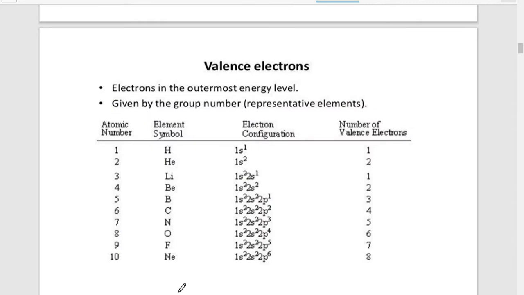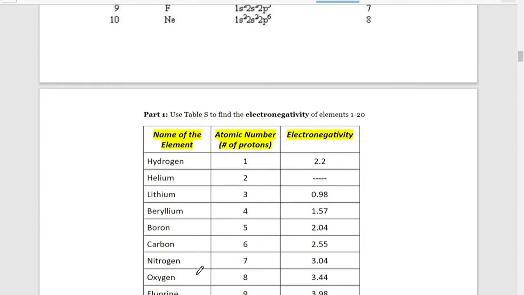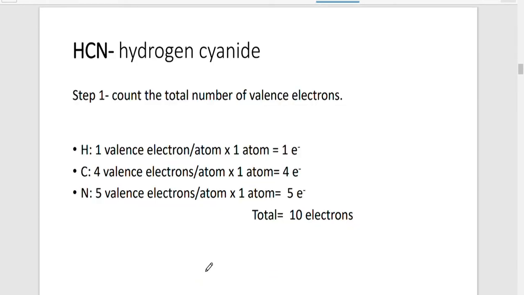Before going into the steps, I have here the list of valence electrons for the elements that I am going to use, and also their electronegativity values. So let's start with HCN, hydrogen cyanide. Step 1, we count the total number of valence electrons. We have hydrogen with 1 valence electron, multiplied by the number of atoms in the compound. You have 1 atom of hydrogen, so that will give us 1 electron. For carbon, it has 4 valence electrons multiplied by 1 atom, so you have 4 electrons. For nitrogen, we have 5 valence electrons times 1 atom, so you have 5 electrons, and that will give us a total of 10 electrons.